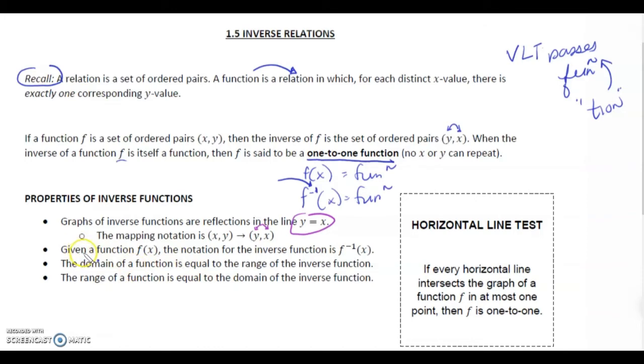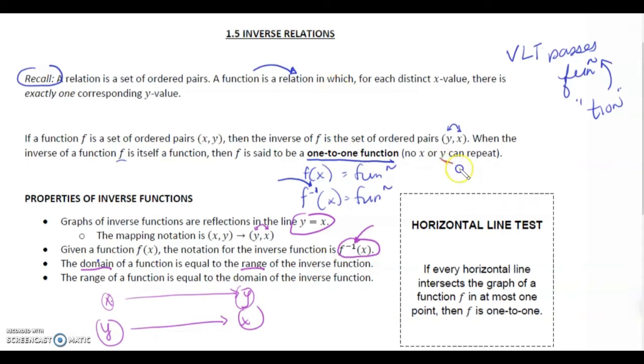Given a function f at x, the notation is, like I mentioned, f inverse at x. It looks like an exponent negative 1, but it's not an exponent. And the domain of the function is equal to the range of the inverse function, of course, because the x's become y's. So the domain of the original, all the x's, are now all the y's, and the range, all the y's, become the x's, becomes the domain.